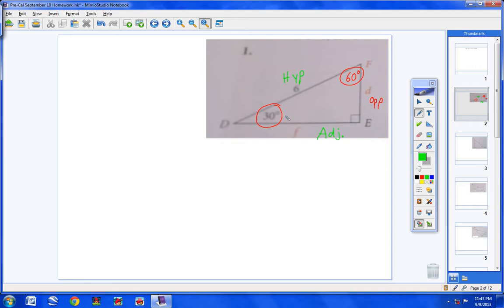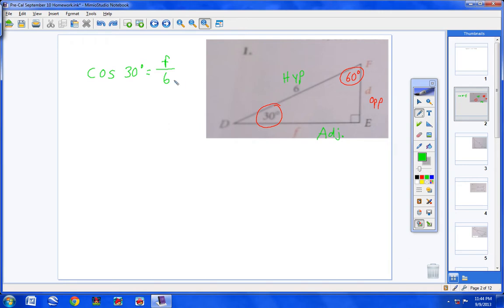these missing sides. Now, I definitely don't want to use tangent because the tangent of 30 is opposite over adjacent, and that would give me two unknowns, d over f. So I can use sine or cosine. I'm just choosing cosine for the fun of it. There's no reason. So the cosine of 30 degrees equals adjacent, that's f, over hypotenuse 6. So there we go. There's my trig equation I'm going to use that will help me solve for f.